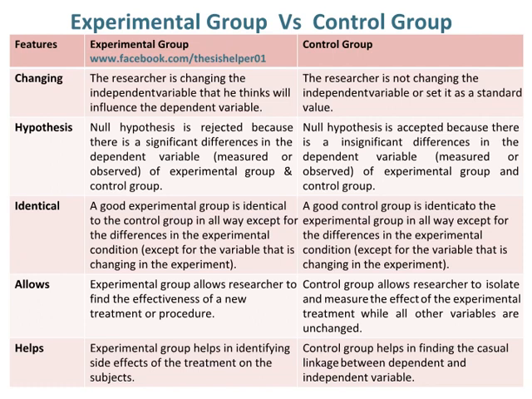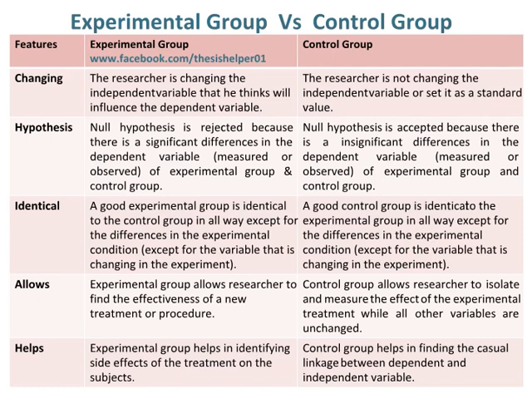A good experimental group is identical to the control group in all ways except for the differences in the experimental condition, except for the variable that is changing in the experiment. Whereas a good control group is identical to the experimental group in all ways except for the differences in the experimental condition, except for the variable that is changing in the experiment.